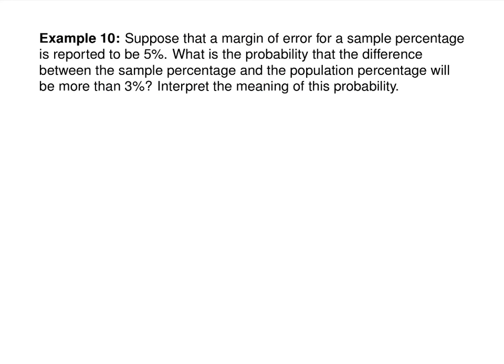One more, then we can go. So suppose the margin of error for a sample percentage is reported to be 5%. What is the probability that... I meant to say 3, actually. I don't know why I changed that, so this should say 3%. This is a bad question. I quit this question.